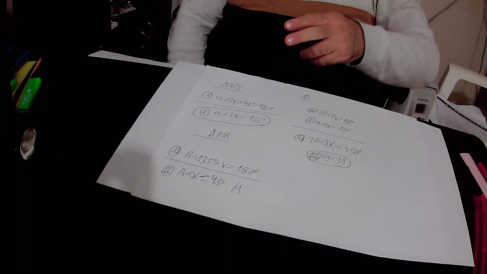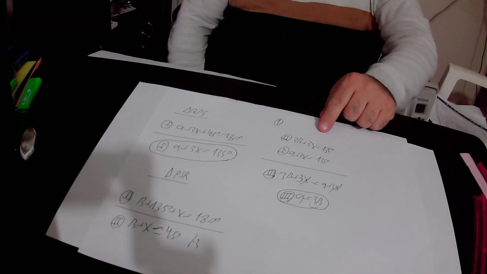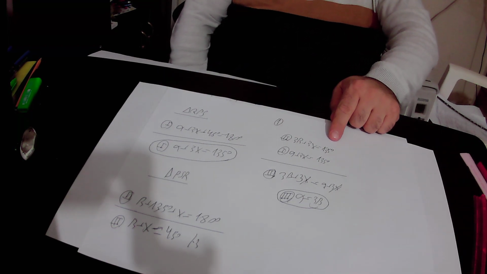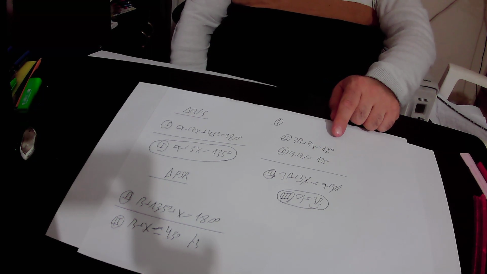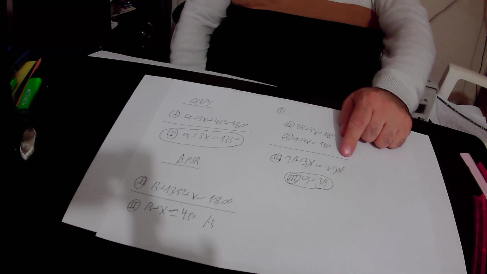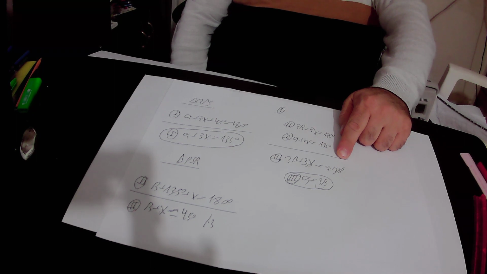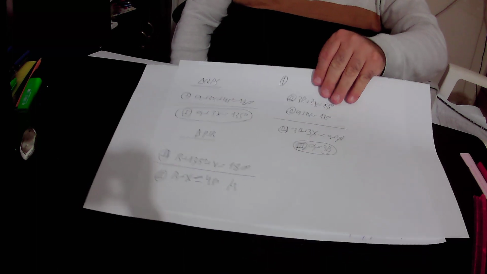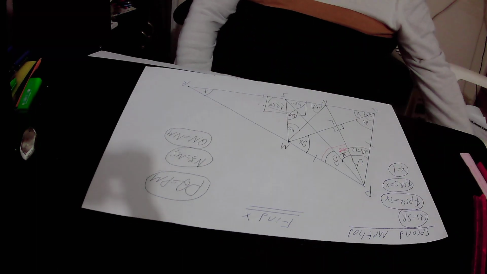We multiplied equation number 2 by 3, and we got that 3 beta plus 3x equals 135 degrees. This is according to equation number 2, but according to equation number 1, alpha plus 3x equals 135 degrees. So we can say that equation number 2 equals equation number 1, and this is equation number 3. And we subtract 3x from this equation number 3, and we got that alpha equals 3 beta.